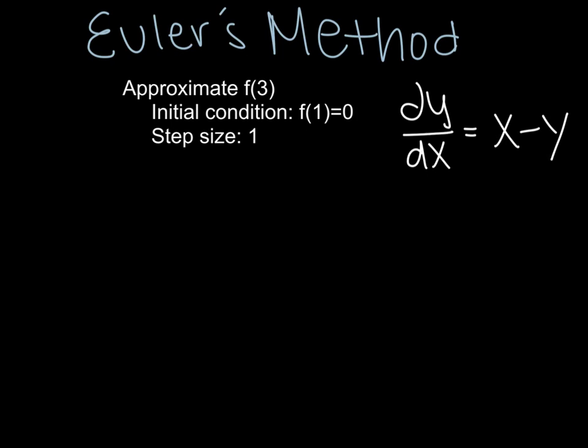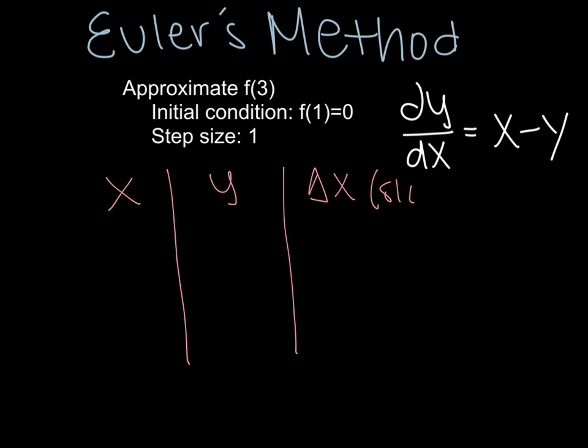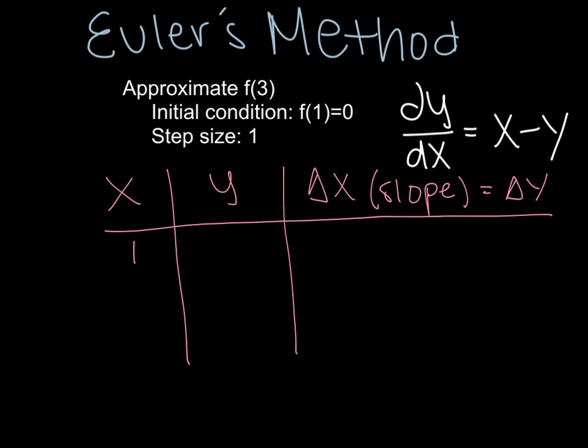The best way to approach these types of problems is to draw a chart. So we have here the x value, the y value, and the change in x times the slope, which is going to equal your change in y. Looking at all the information we have, we know that our initial condition is f of 1 equals 0. So you're going to put 1 here, 0 here, and we're looking to get to f of 3. So that's going to be our final.